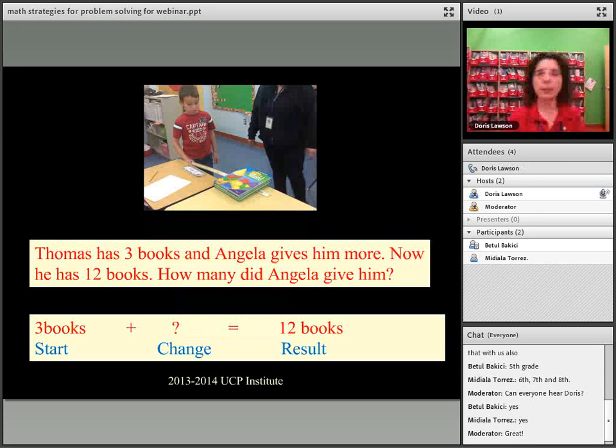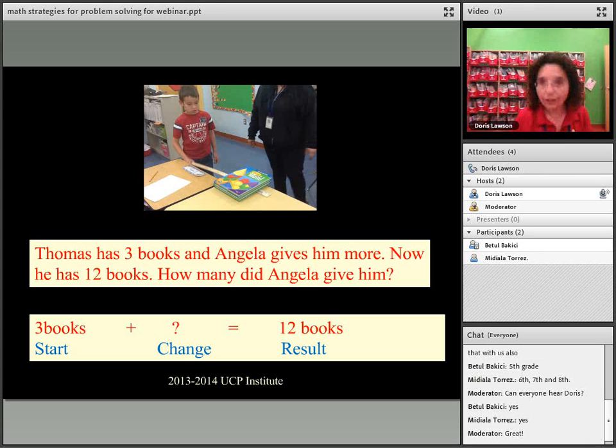Now here's the next one. Thomas has 3 books. Angela gives him more. Now he has 12 books. How many did Angela give him? So notice what's missing is the change.